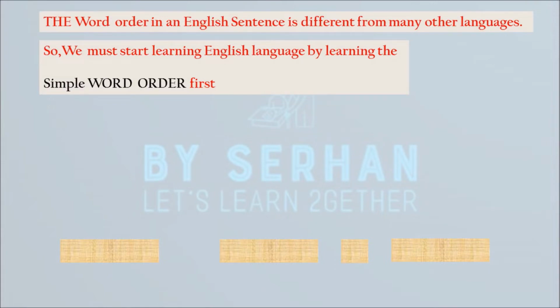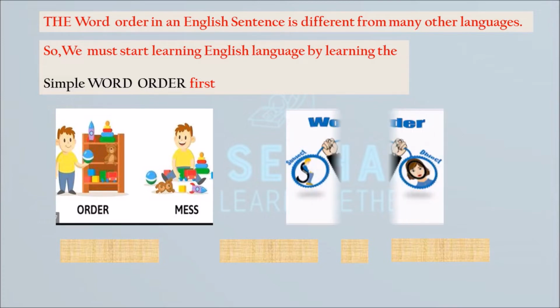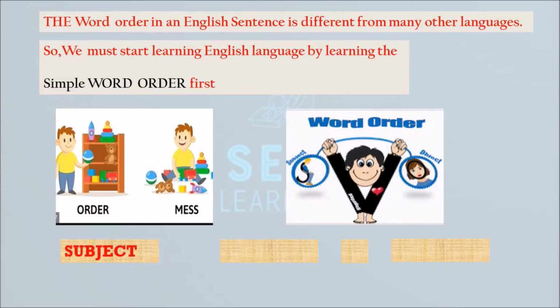If you ask what a word order means, it means every element of the sentence is in its correct place. I mean every element of the sentence is in a sequence. So we start a simple positive sentence in English with the subject, and then we use a verb, and if necessary we use an object.